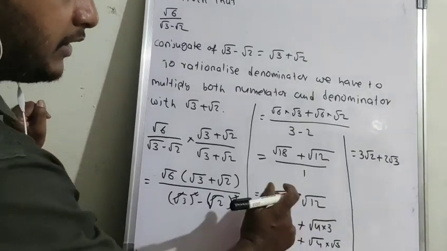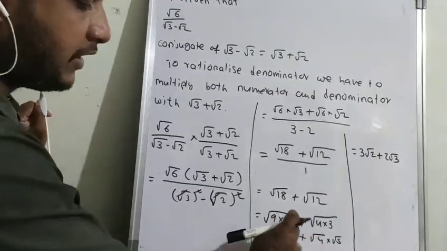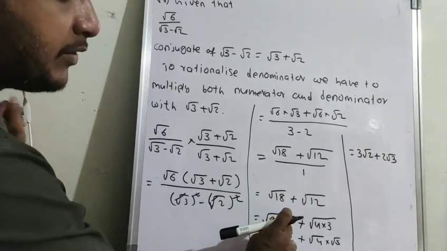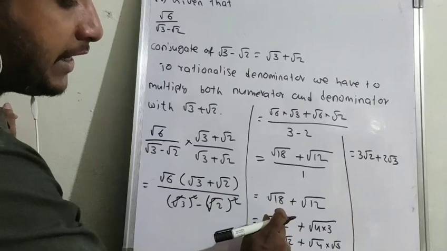This is actually a pure surd, and now I am converting it into the mixed surd. How to convert root 18? First you have to check 18: is it possible to write it as a product with a perfect square? Yes, you can write 9 into 2.